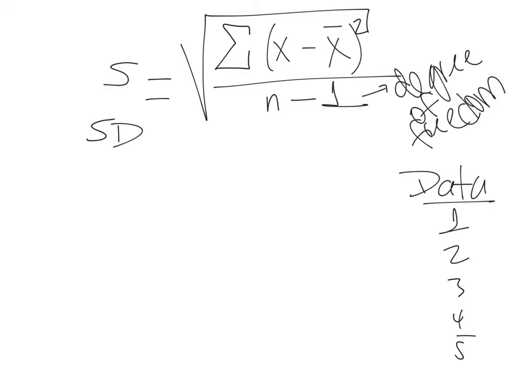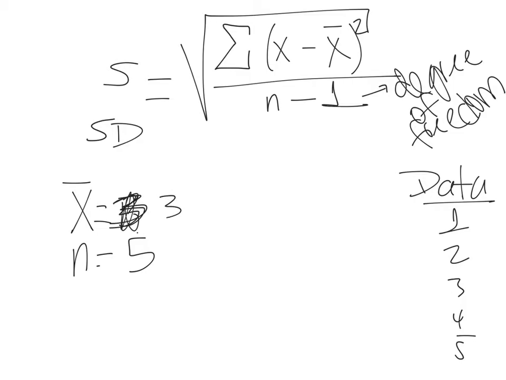So the first piece of information we would need in order to calculate the standard deviation for this set of data is x bar, our mean. And we do have n, which is 5. So if we add 1, 2, 3, 4, 5, that would be 15. 15 divided by 5 would be 3. So yes, x bar equals 3.